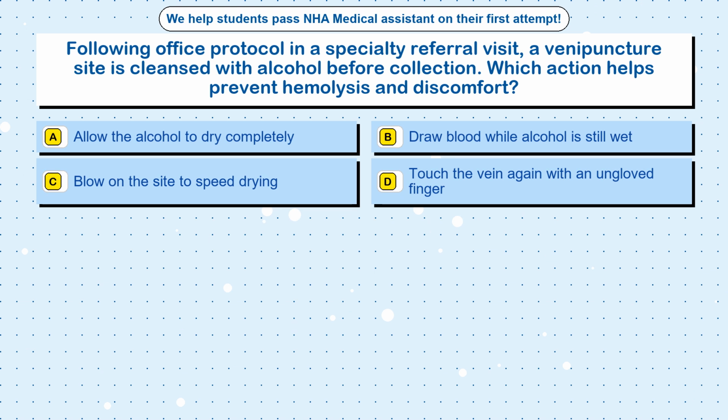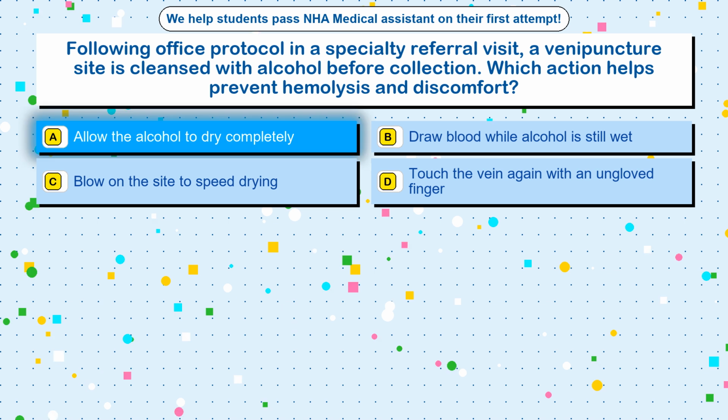Question 31. Following office protocol in a specialty referral visit, a venipuncture site is cleansed with alcohol before collection. Which action helps prevent hemolysis and discomfort? Option A. Allow the alcohol to dry completely. Option B. Draw blood while alcohol is still wet. Option C. Blow on the site to speed drying. Option D. Touch the vein again with an ungloved finger. The correct answer is option A.